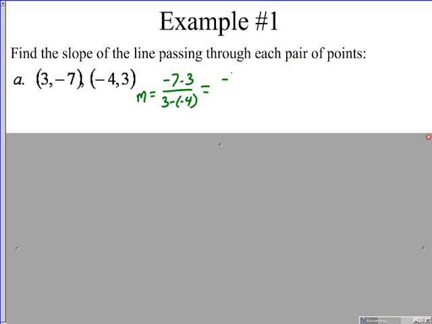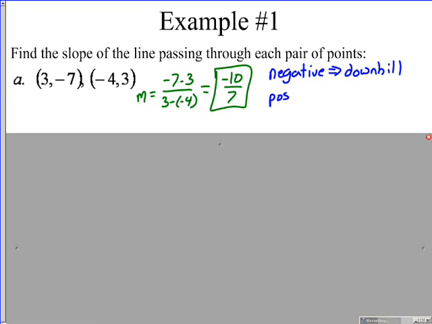Simplify that. Up top, we get -10. In the bottom, 3 plus 4 is 7. There's our slope. Remember a couple things about slope. When it is negative, as it is here, that line will be going downhill as we look from left to right. If the slope is positive, that slope will be going uphill.